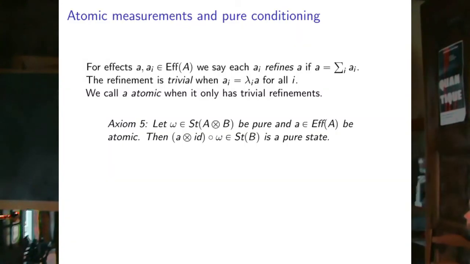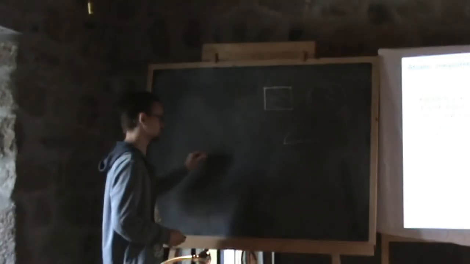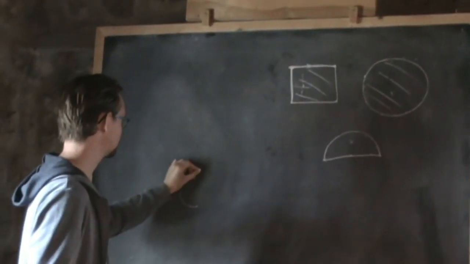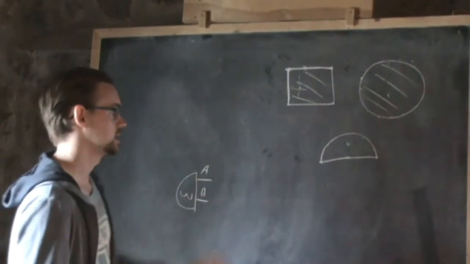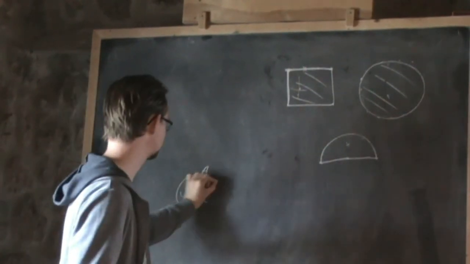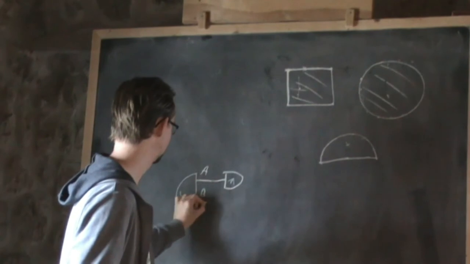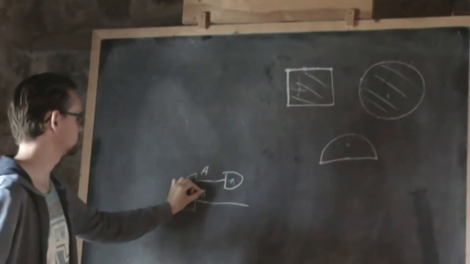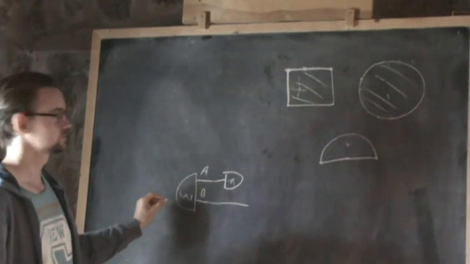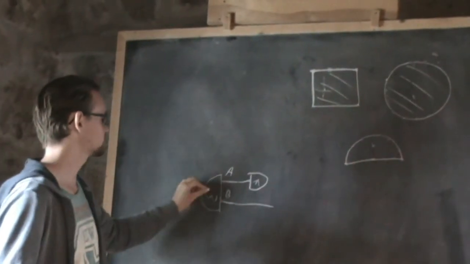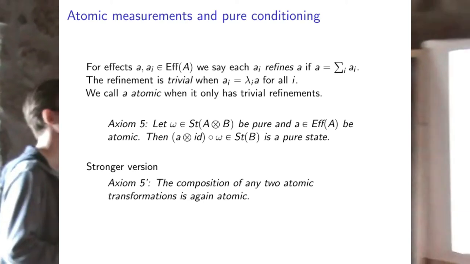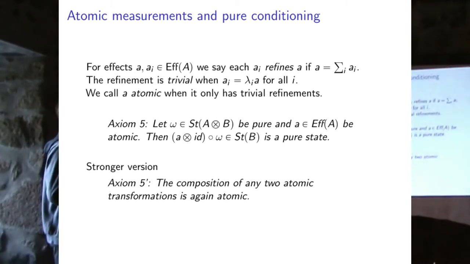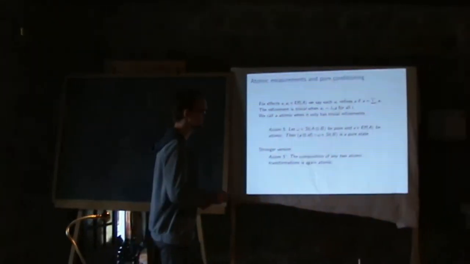And then axiom 5 says, and I should better draw this. If I have a pure state on a composite system, I'm going to draw this in symmetric monoidal category kind of notation. So a pure state on system A and system B, and I measure the system A with an atomic effect. So I apply some atomic effect A here. And this resulting thing is a state on B, and this should be a pure state again. So sort of saying pure state, pure measurement, preserved purity. A stronger version of this axiom would be that the composition of any two atomic transformations is again atomic, which is an easier way to phrase this, but it's a stronger version, and they don't need it.